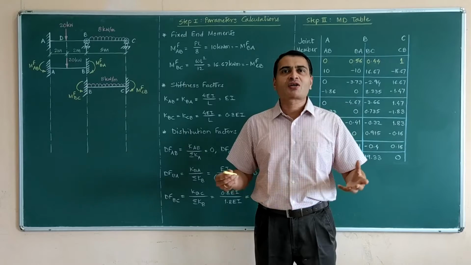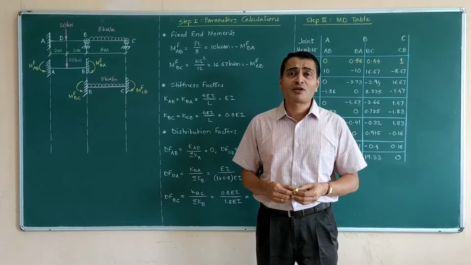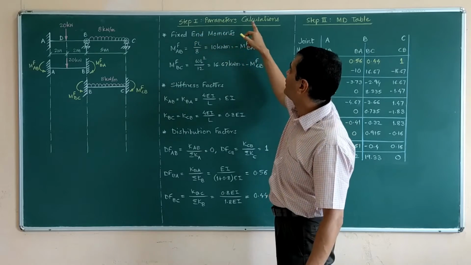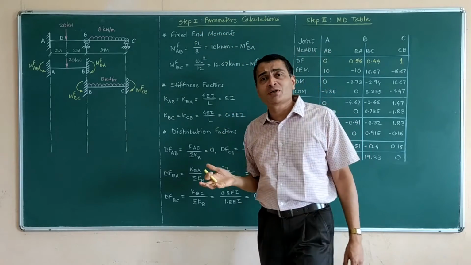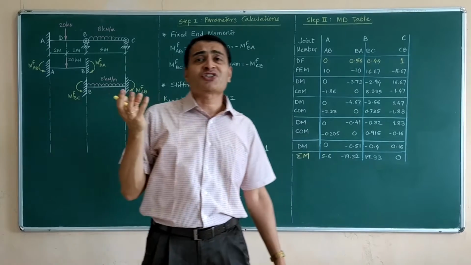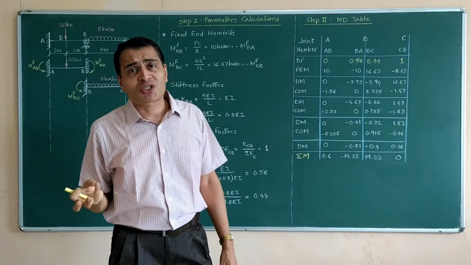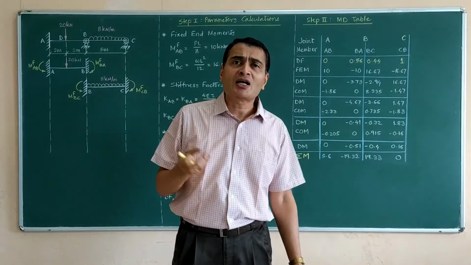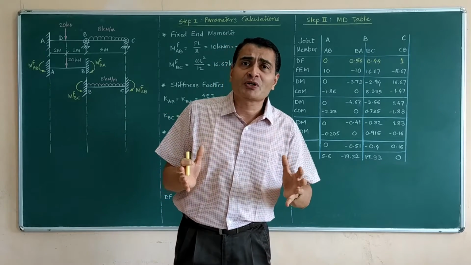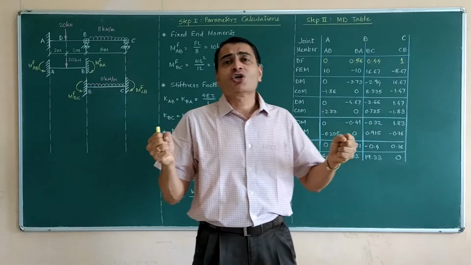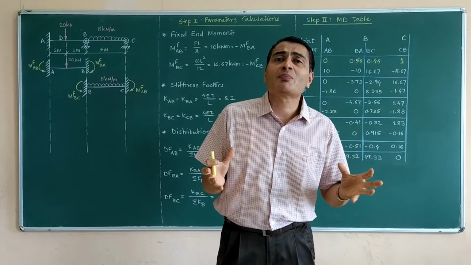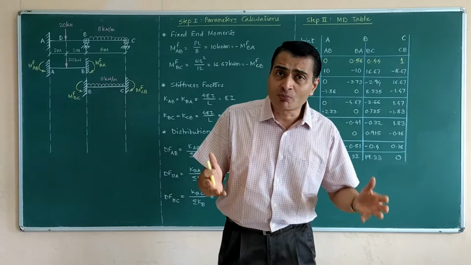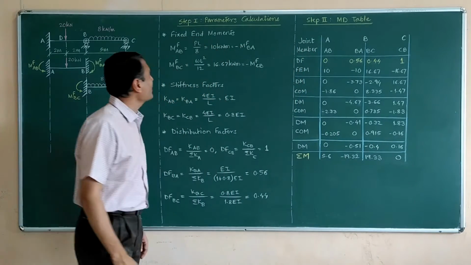So we start the analysis with parameter calculations. That is my step 1, parameter calculations. Now which are the parameters? Obviously we need stiffnesses. From stiffnesses we are able to calculate distribution factors, and of course as a first step, when we restrain the joints, we require moments created by loads on the span, what we call fixed end moments.